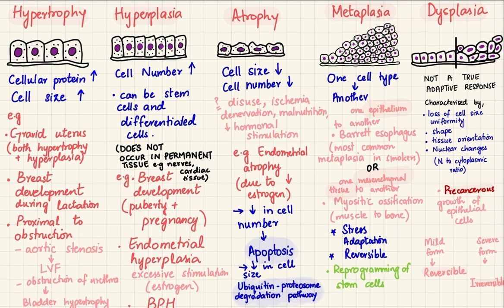Now, dysplasia is not a true adaptive response. It is characterized by a loss of uniformity in cell size, cell shape, orientation, and nuclear changes. That is, the nuclear to cytoplasmic ratio is disrupted. Now, dysplasia is a precancerous condition. It is a growth of epithelial cells, and it can range from mild to severe forms. Mild forms can be reversible, and the severe forms are often irreversible and can lead to cancerous growth.